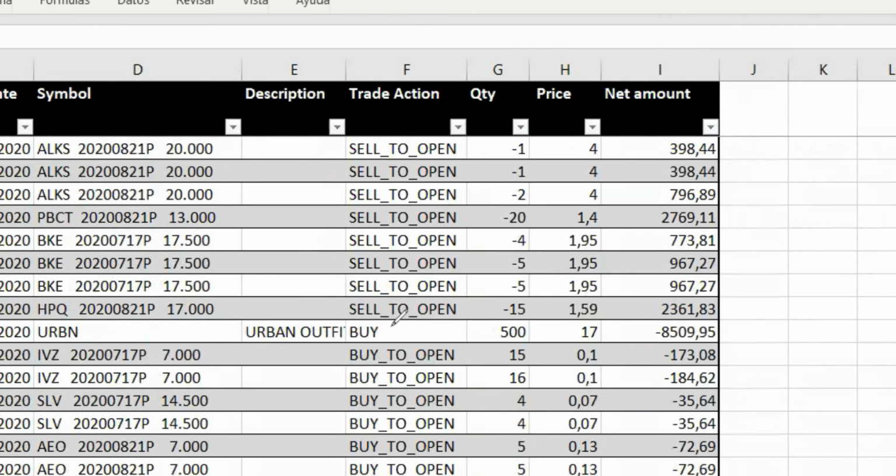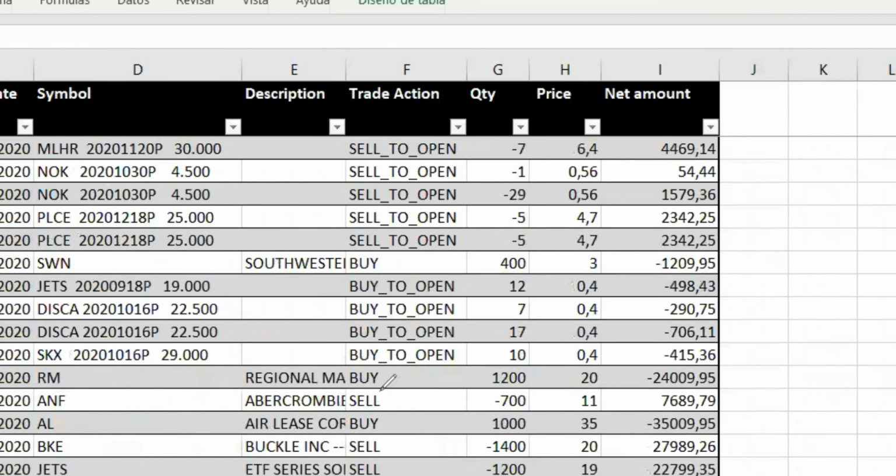When we buy shares, that also appears here on the trade action. In this particular example, what we can see is that we bought 500 shares of Urban, and we paid $17 per share. In total, this is the amount that we have invested in this position, 8,509.